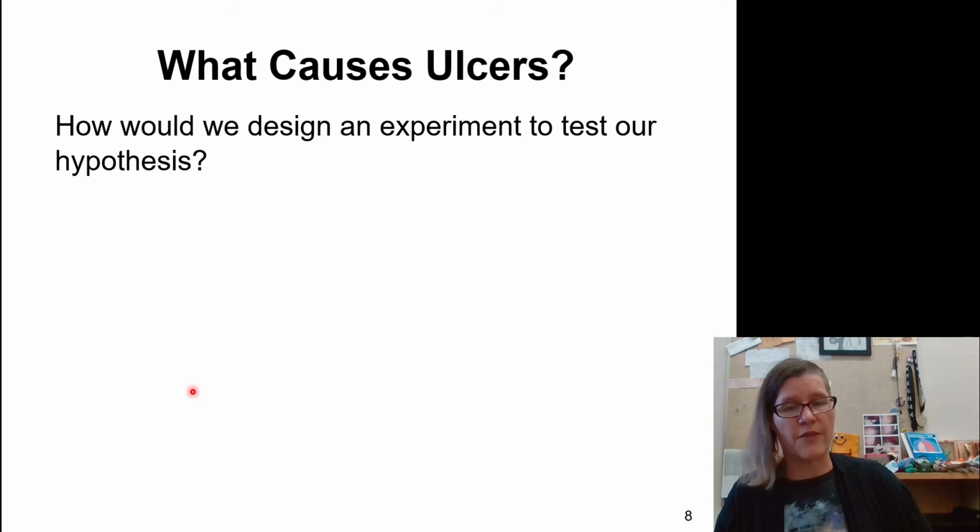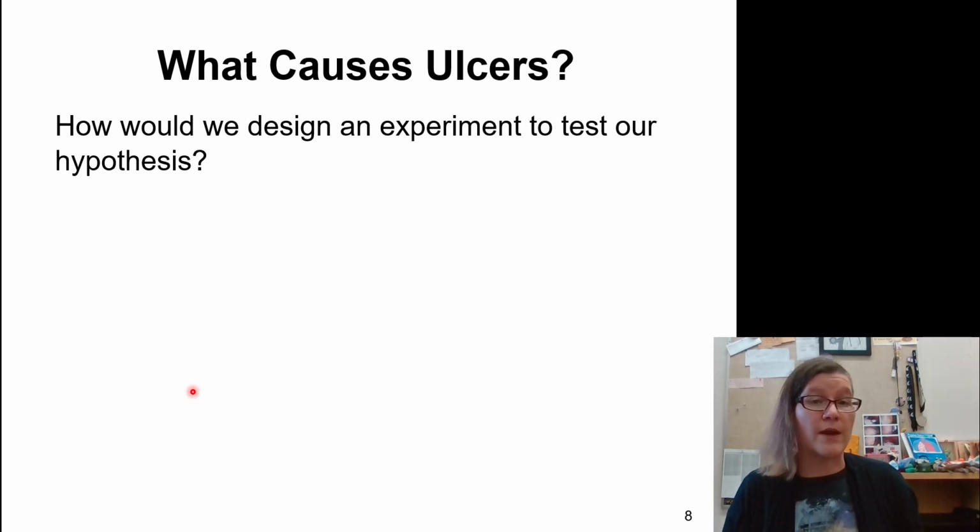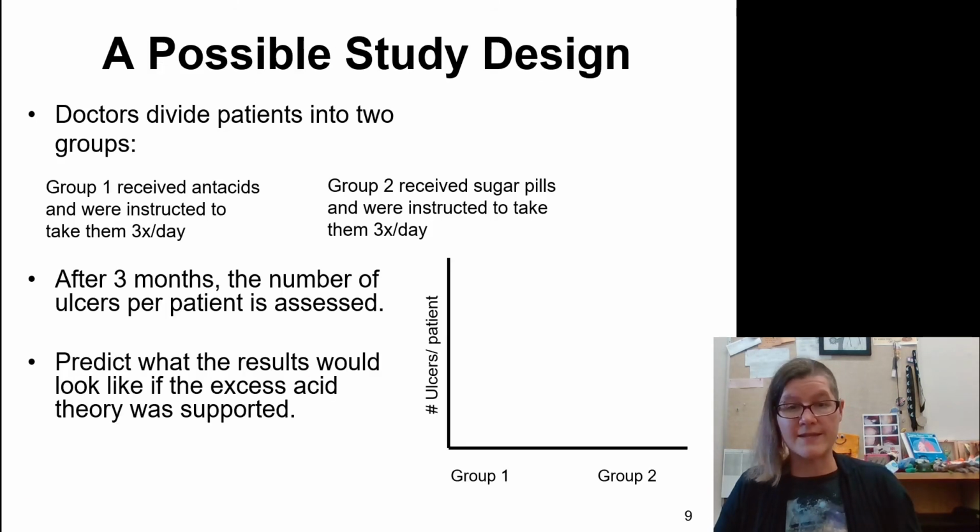Could you also try to lower the acid? That would be a great way to design an experiment. You could take people with ulcers, but give them something to decrease the acid and see if it improves the ulcer. So that is a way to set up an experiment. So here's a study design that could exist. One group received antacids and could take them all day, and the other group received sugar pills, or a placebo.